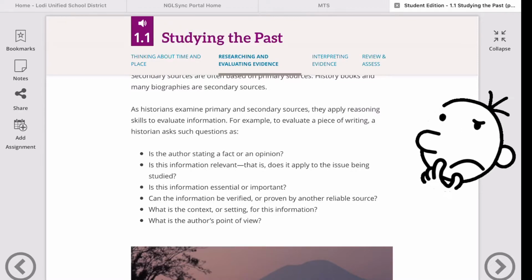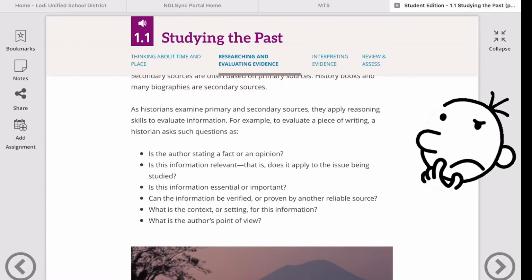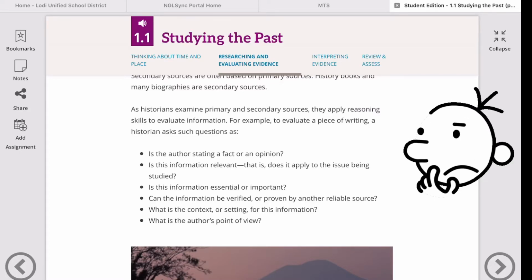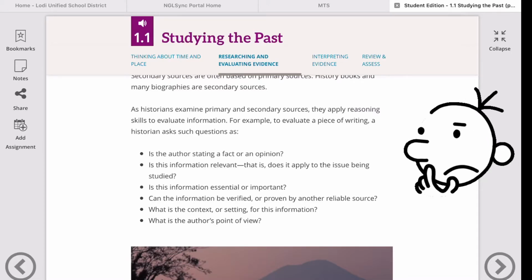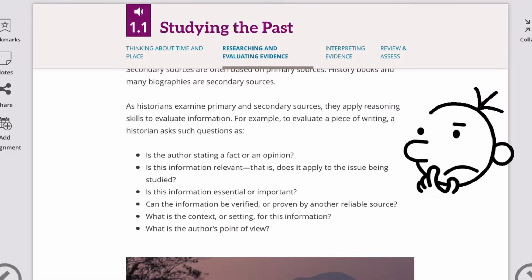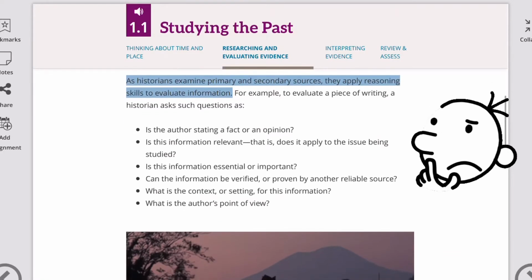For example, to evaluate a piece of writing, a historian asks these questions. Is the author stating a fact or an opinion? Is this information relevant? That is, does it apply to the issues being studied? Is this information essential or important? Can the information be verified or proven by another reliable source? What is the context or setting of this information? What is the author's point of view?